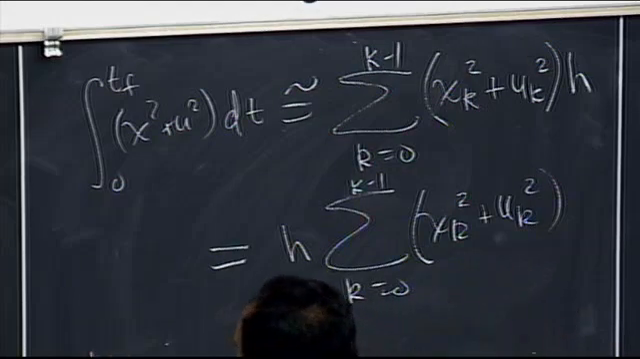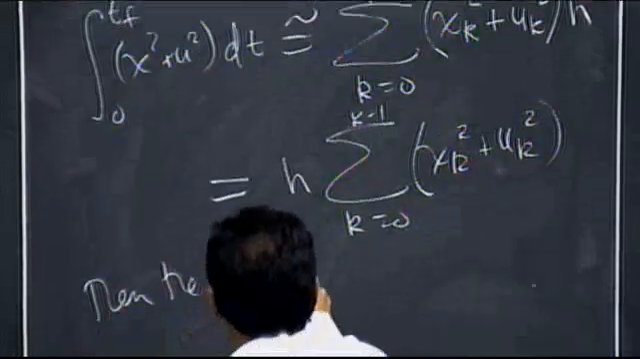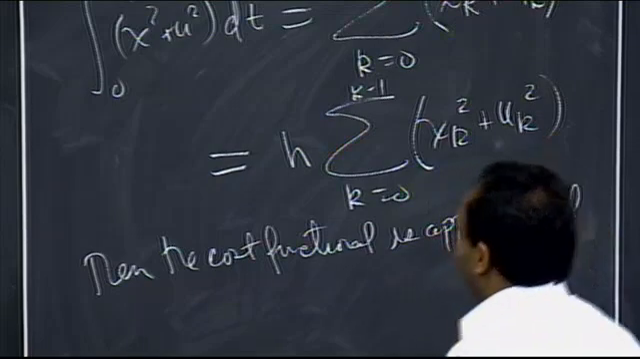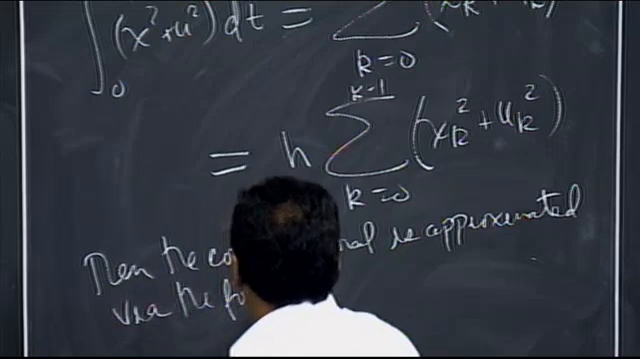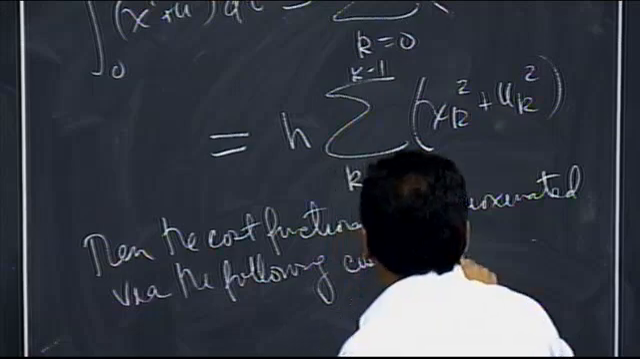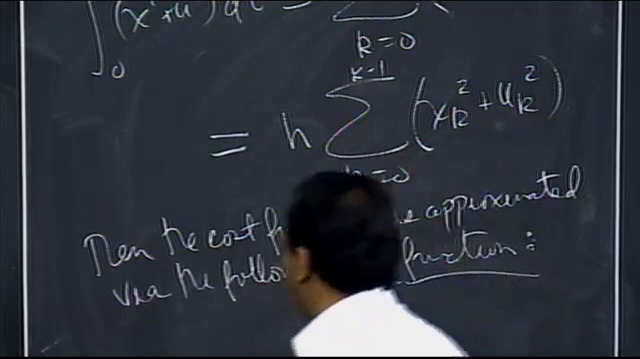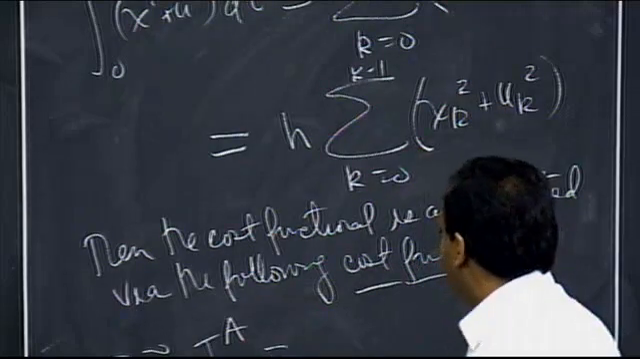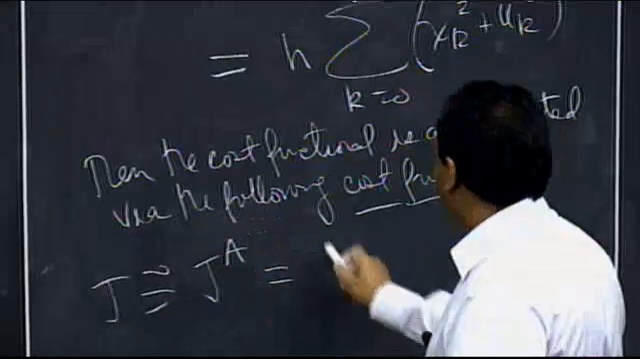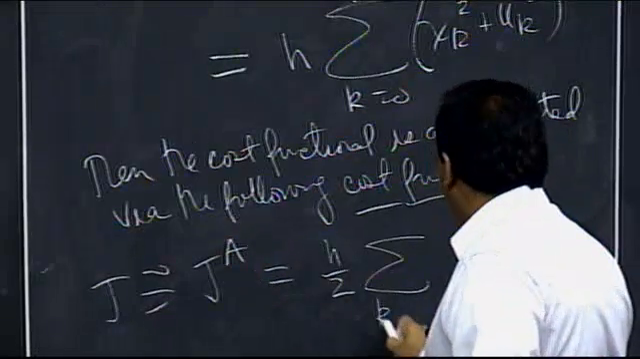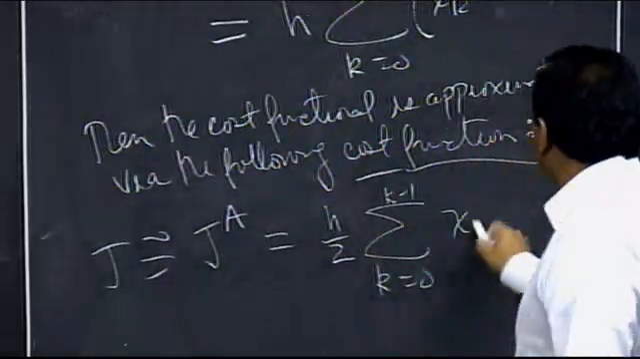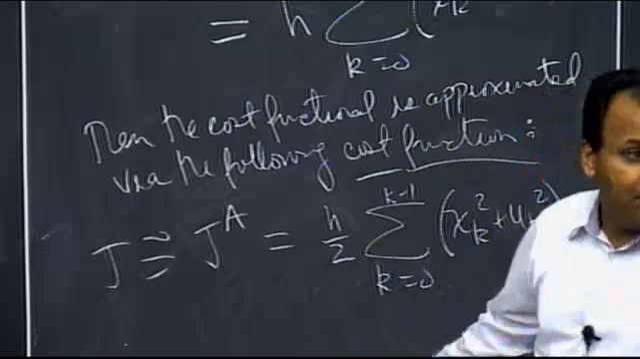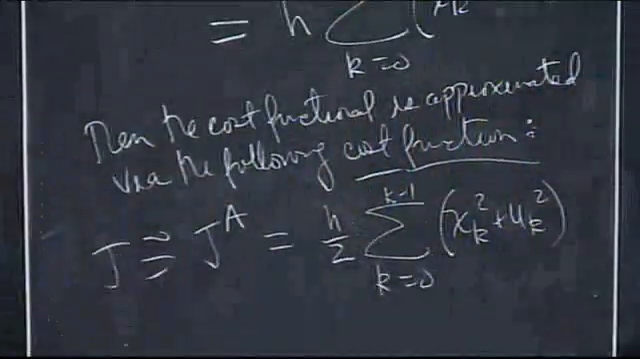So then what happens is, the cost functional, remember that's a functional, is approximated via the following cost function. It's not a functional anymore. Cost function, which is that we say J is approximated by what I'm going to call JA, an approximation to this, which is equal to h times 1/2. So I've got h over 2 times the summation from k equals 0 up to K minus 1 of xk squared plus uk squared. So now that's my cost function. And I need to minimize that, right? Because my original statement was to minimize that thing over there. So now I'm going to minimize this.